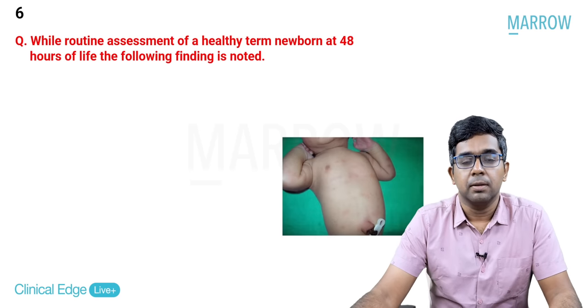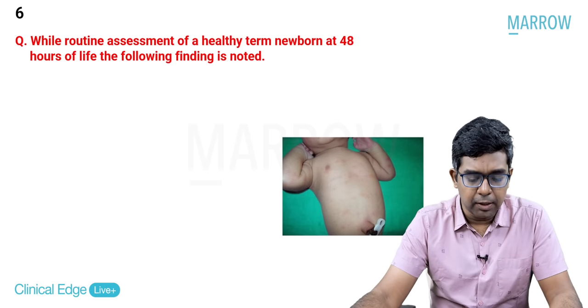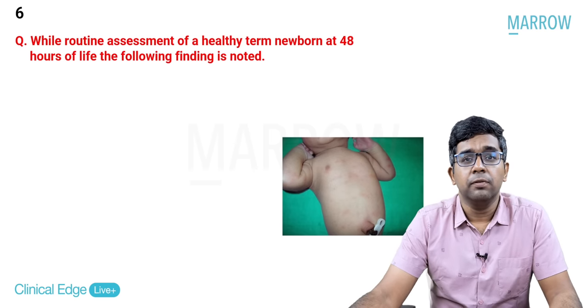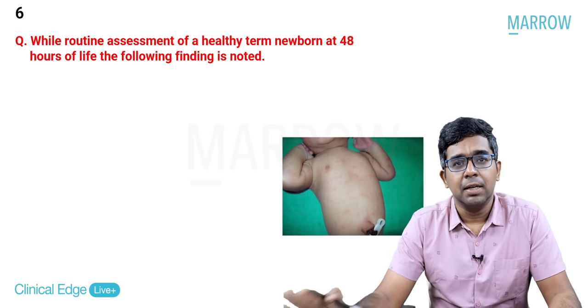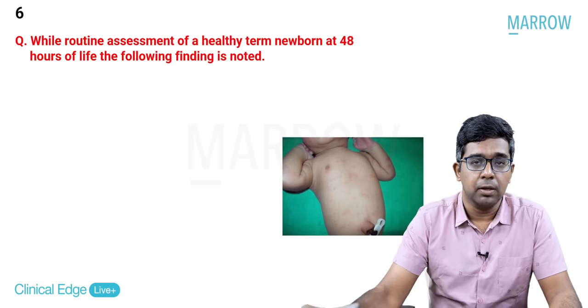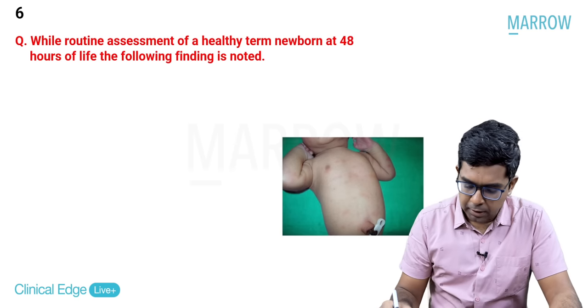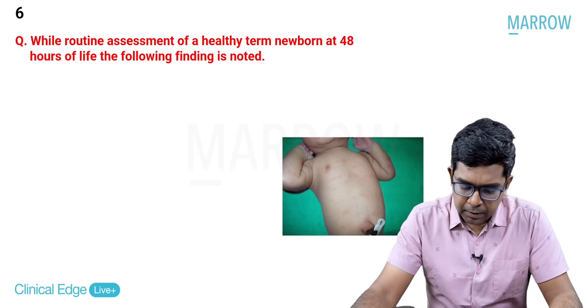Moving on to clinical vignette number 6. While doing routine assessment of a healthy term newborn at 48 hours of life, the following finding is noted. Remember, it's a healthy baby, term baby and 48 hours of life. Let us see what is the finding. I'm just going to zoom in that particular area for you to see.